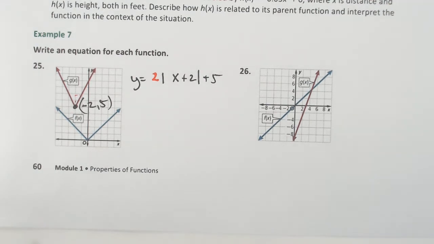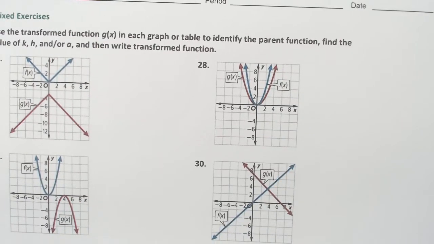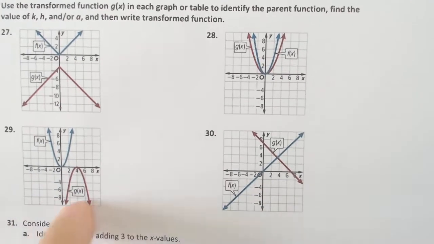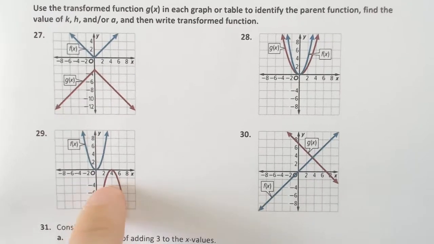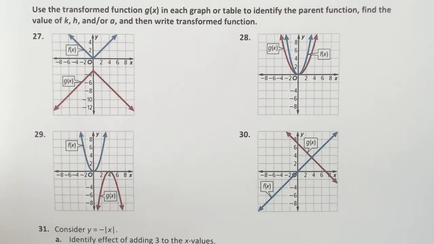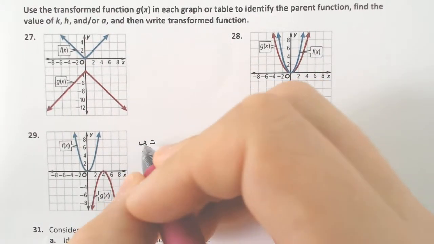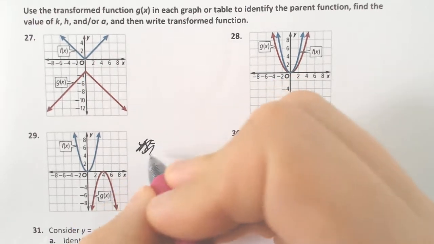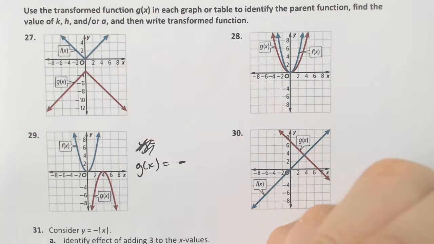One more page, probably a few more minutes. All right. Let's look at 29. 29 looks exciting. It got reflected over the x-axis. So that means that it is something involving the original function for g of x. G of x is going to be a negative in front because it's flipped over.